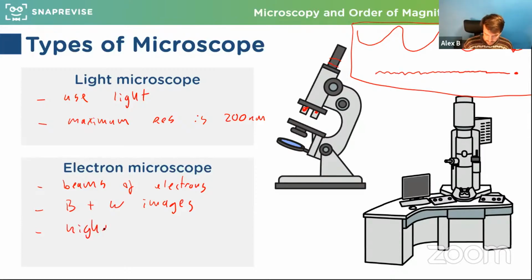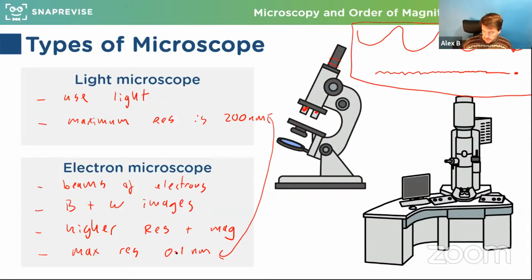Higher resolution and magnification, down to around 0.1 nanometers. So a huge difference between these two. And to be honest, we are actually improving electron microscopes. They're getting better, and you can see even smaller and smaller things.